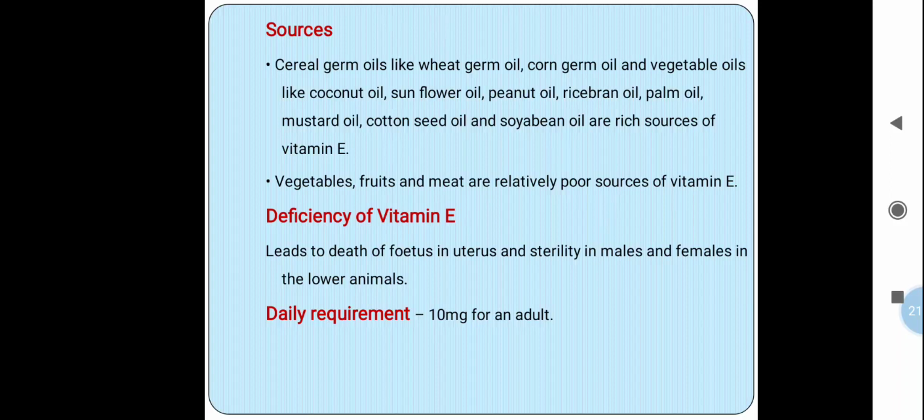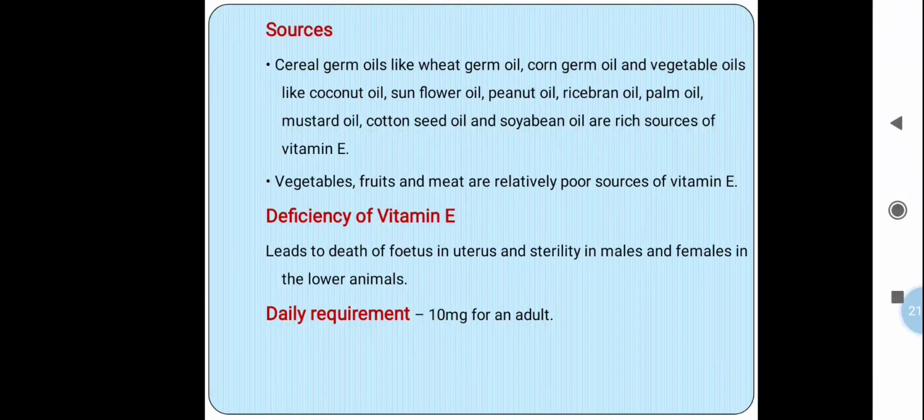Vitamin E is contained in different cereals, then the germs like wheat germ oil, corn germ oil, and the vegetable oils like coconut oil, sunflower oil, peanut oil, then rice bran oil, palm oil, mustard oil, cottonseed oil, and soybean oil are rich sources of vitamin E. Again, the different vegetable fruits and the meat are relatively low or poor sources of vitamin E.